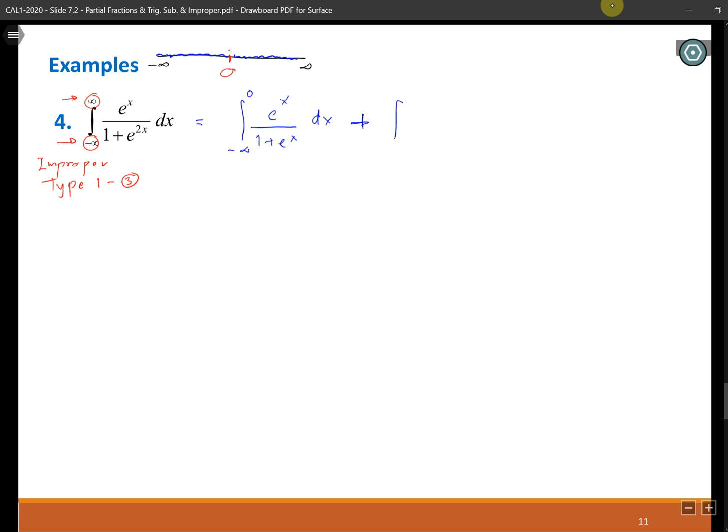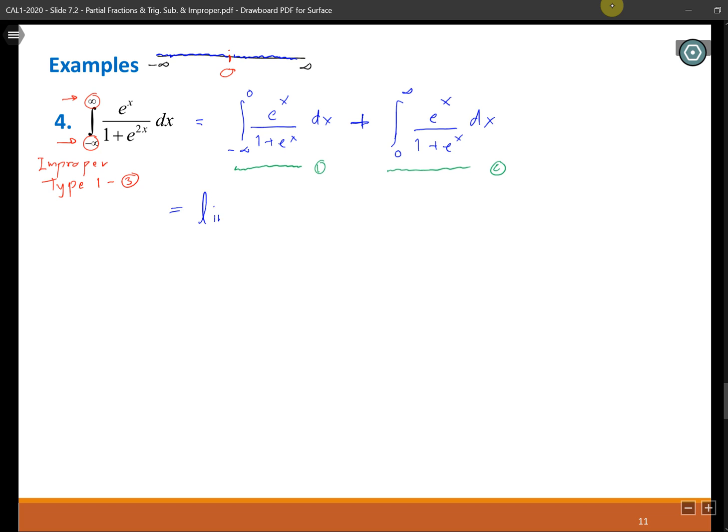The other one starts at 0, ends at infinity, same function, e to the power of x over 1 plus e to the power of x dx. Now, here we have two improper integrals, scenario 1 and scenario 2. So what we need to do here is to apply a limit to each of these.